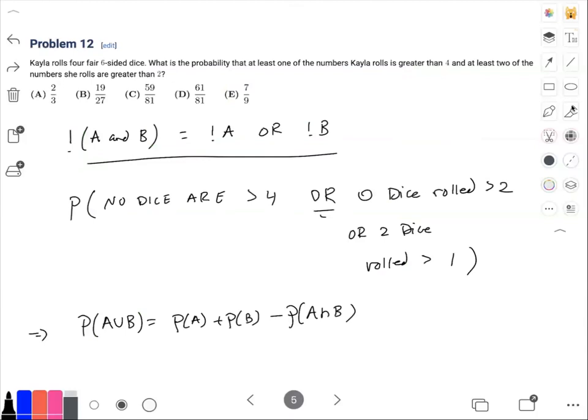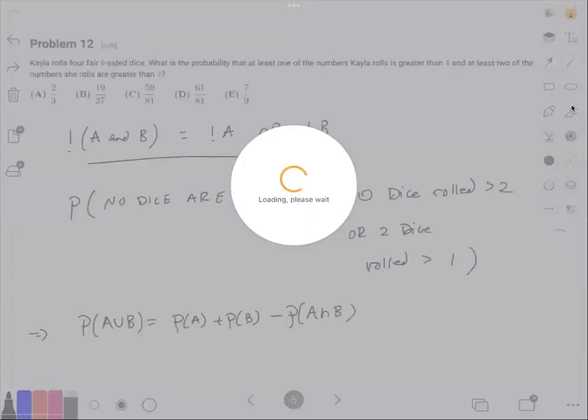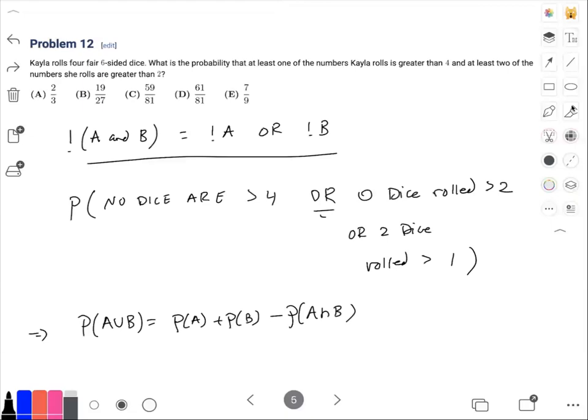No dice are greater than 4. Each die can take on the number 1, 2, 3, or 4, so there are 4 options for each die, and we have 4 dice. That takes care of the first part. Now let's take care of the second part, where 0 dice are greater than 2. That means all dice are either 1 or 2, so there are 2 to the 4 options there.